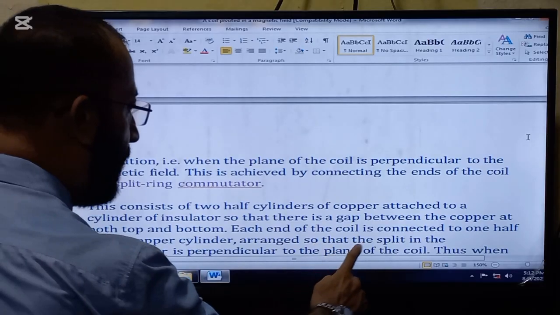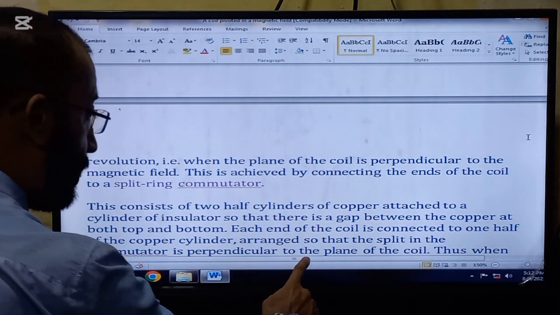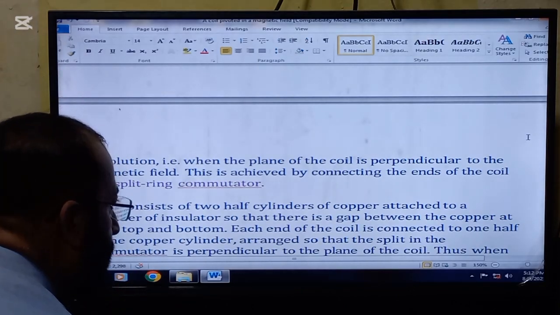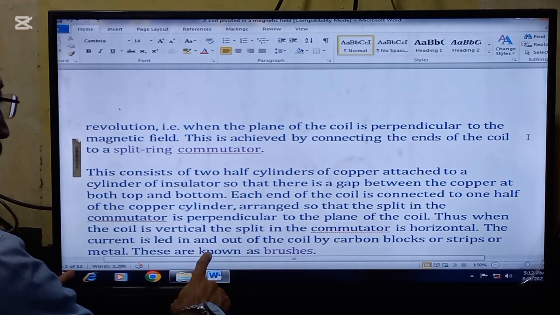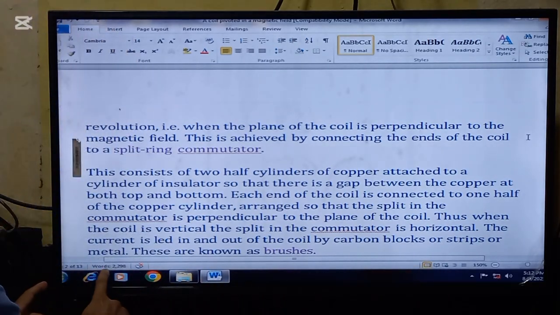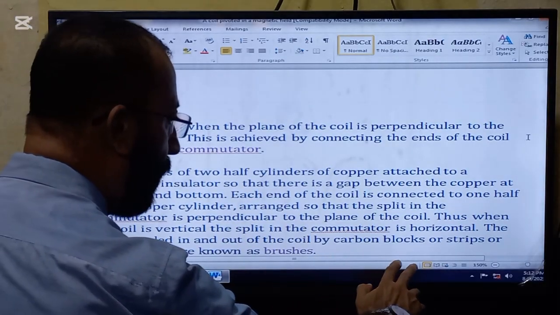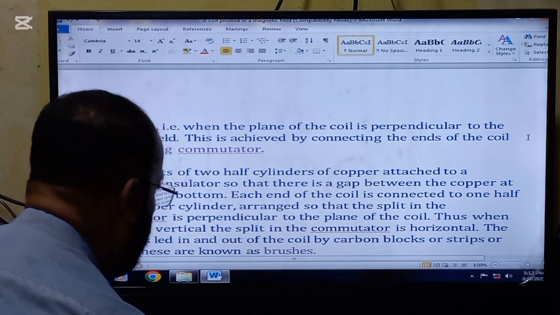Each end of the coil is connected to one half of the copper cylinder, arranged so that the split in the commutator is perpendicular to the plane of the coil. Thus, when the coil is vertical, the split in the commutator is horizontal. The current is led in and out of the coil by carbon blocks or strips of metal. These are known as the brushes.